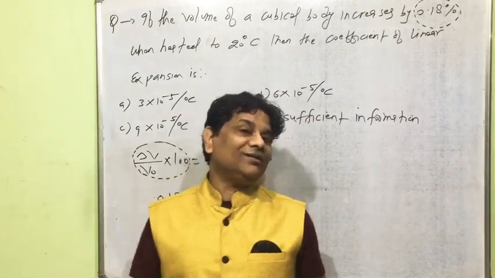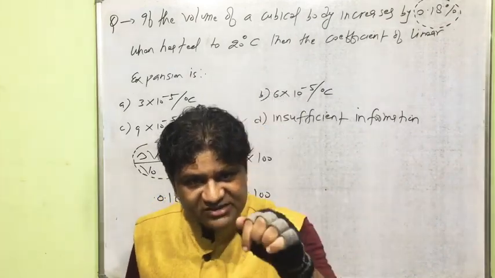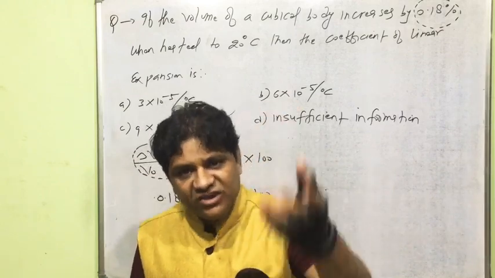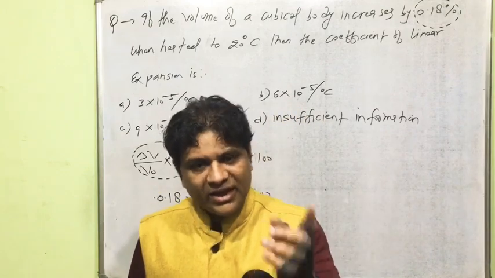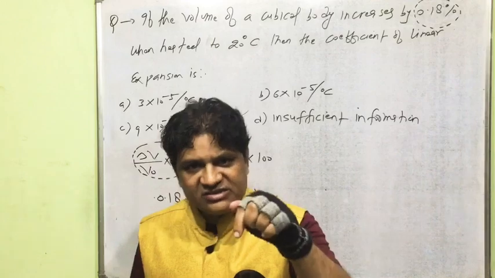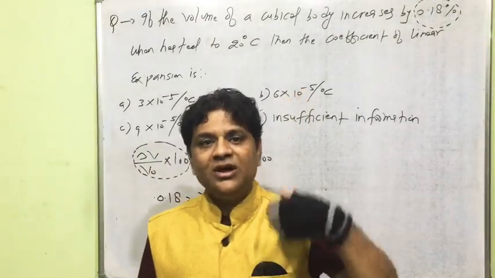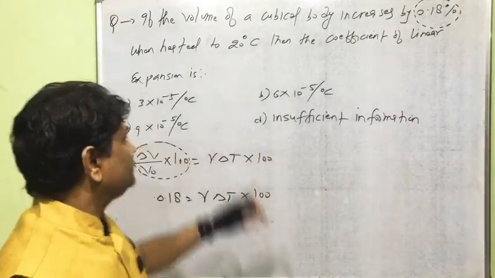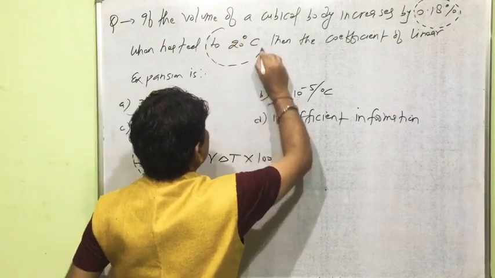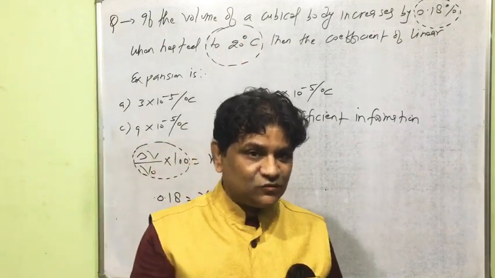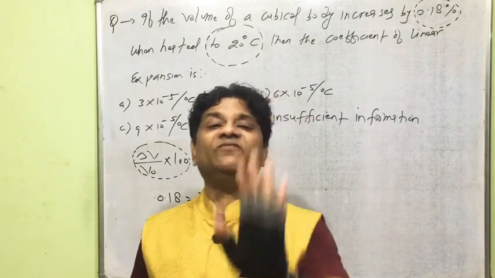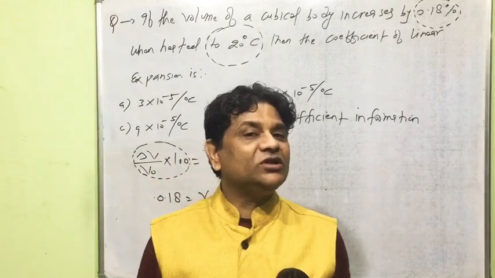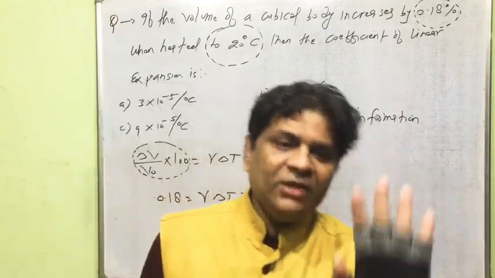As I discussed with you in class, increases by, decreases by, changes by, heated by, cooled by, raised by mean change in dimension. And if it is mentioned increases to, decreases to, changes to, heated to, raised to, cooled to, it means final dimension. So clearly mentioned, heated to 20 degrees Celsius, so this is the final temperature. Change in temperature is not given, final temperature is given.